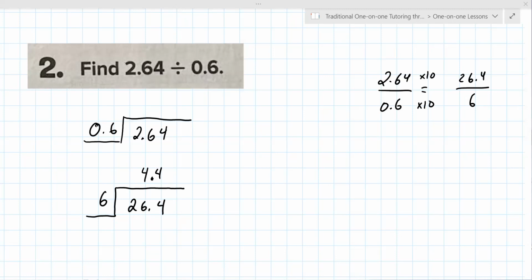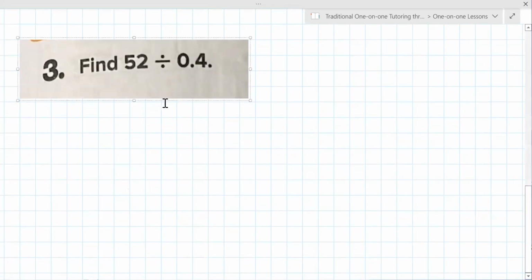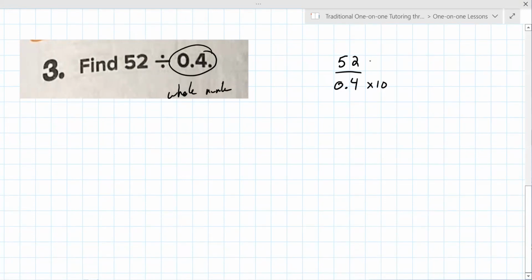Let's look at example number 3, because this one's just a tiny bit different. It says find or determine 52 divided by 0.4. You have that same problem as you had in the previous problem. You have to multiply both of them by 10, because the second number really should be a whole number. It's just so much easier when it's a whole number here. So you multiply top and bottom by 10, and that's 520 divided by 4. And that's something you did probably in your class last year, maybe the year before.